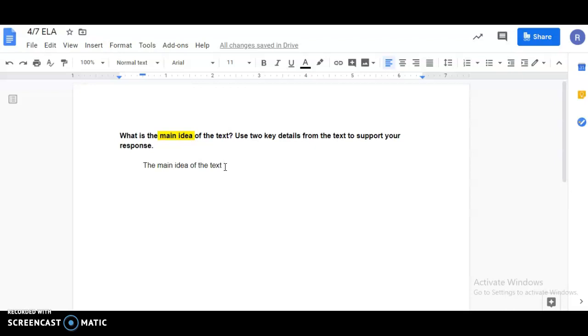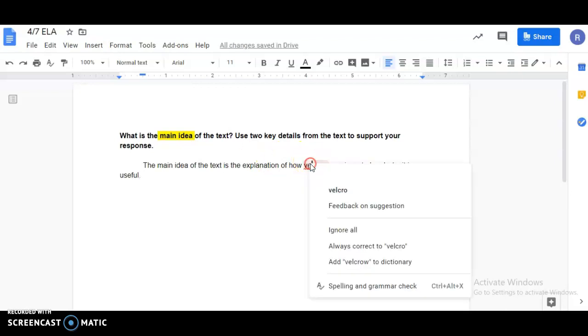The main idea of this text is the explanation of how Velcro was invented and why it is useful. I'm going to go ahead and fix my spelling of Velcro.